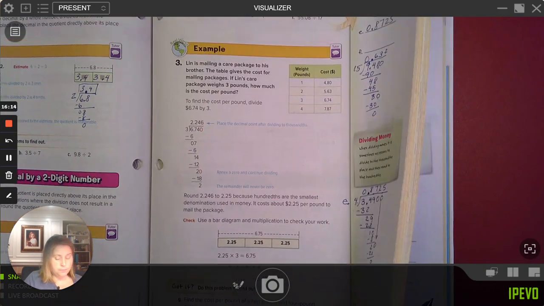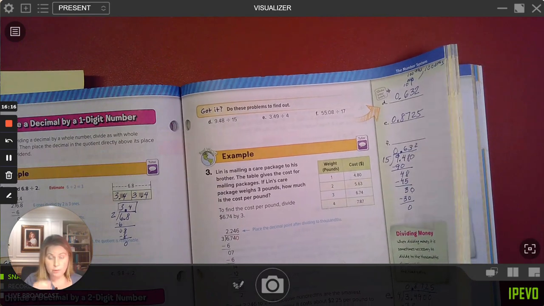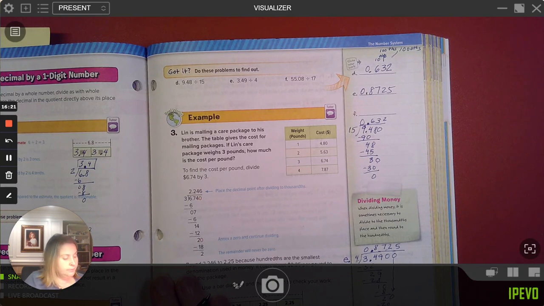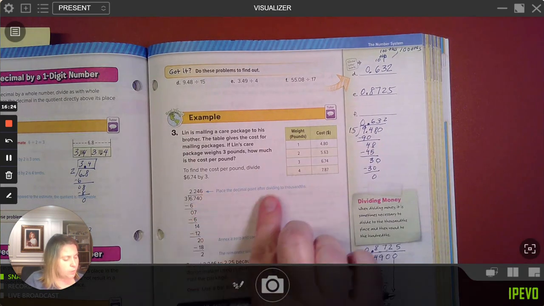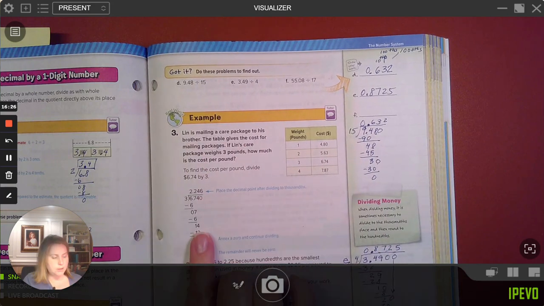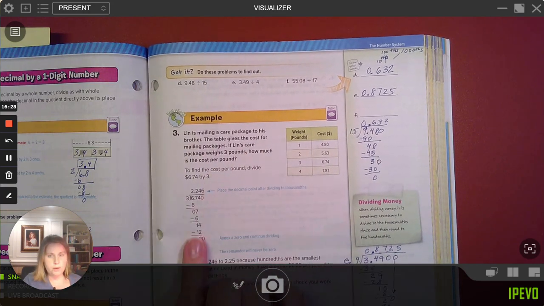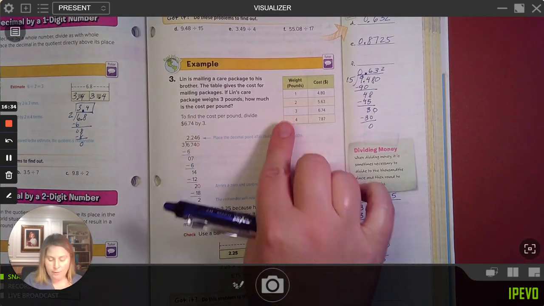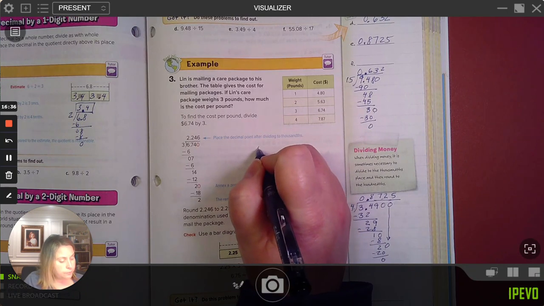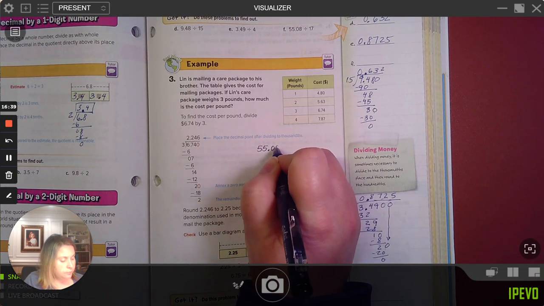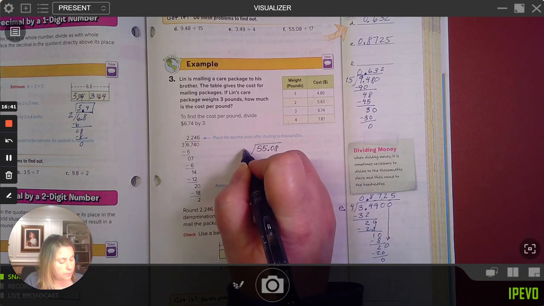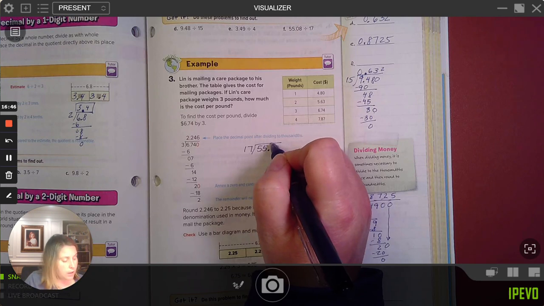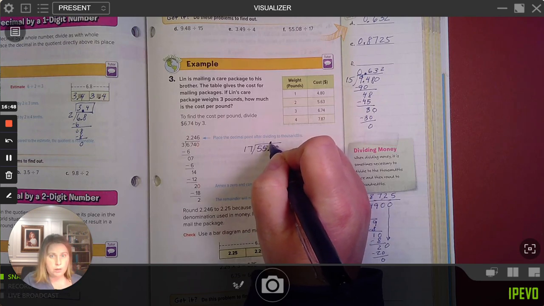Example F, we have 55.08 divided by 17. I think this one's all worked out for you. Number 3 is all worked out for you, so you can read this and go right through the whole problem. I'm just going to use this space to do example F. 55.08 divided by 17. I bring my decimal straight up.